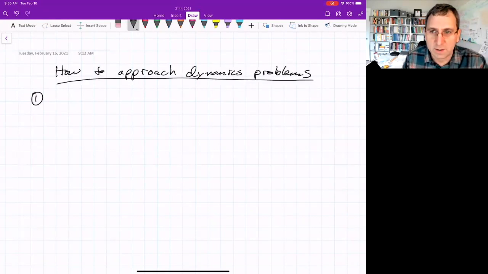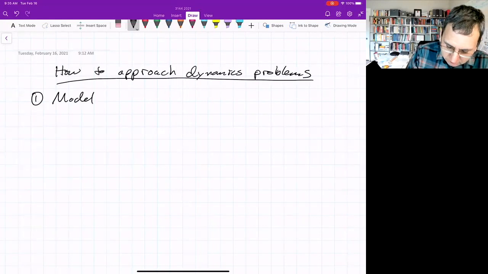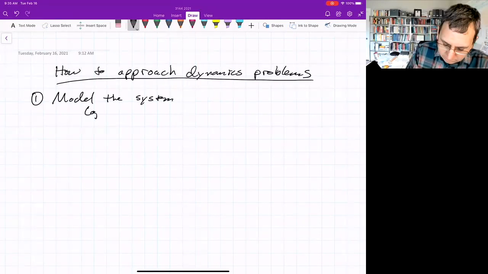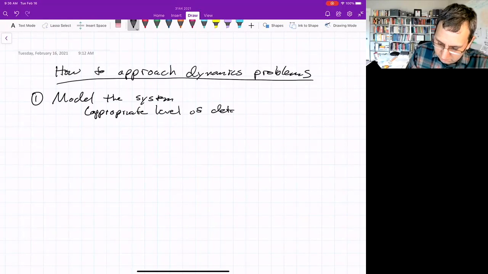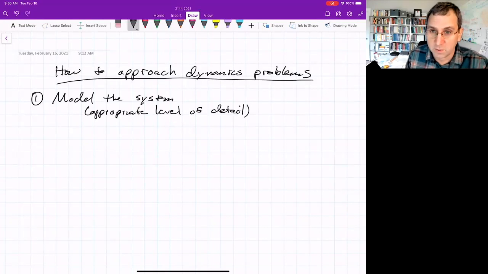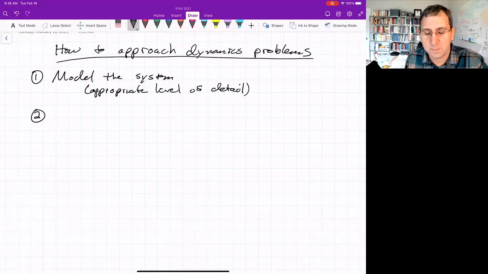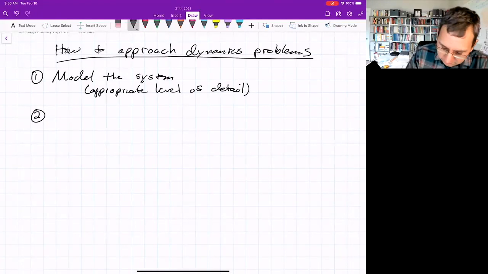So step 1 would be model the system to the appropriate level of detail. And that's more of an art than a science sometimes. Like, what does appropriate level of detail mean? It's kind of up to you and what the problem is. Step 2, you choose coordinates, and drawings are helpful.